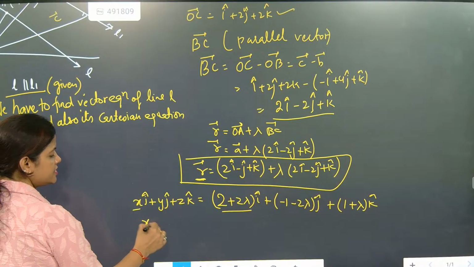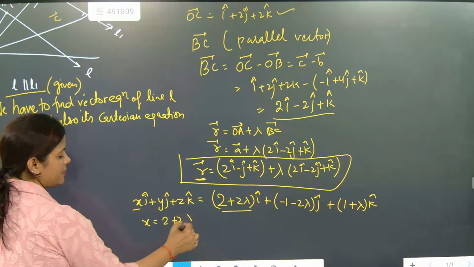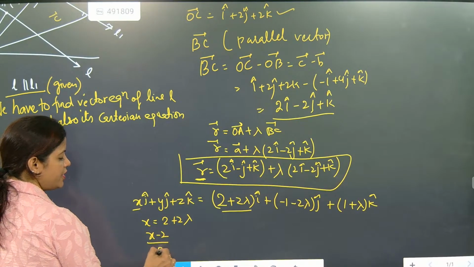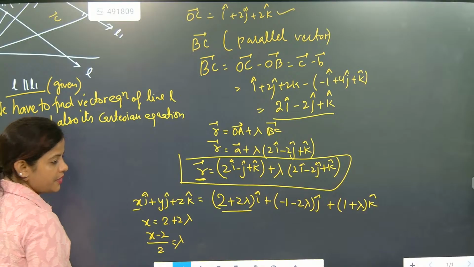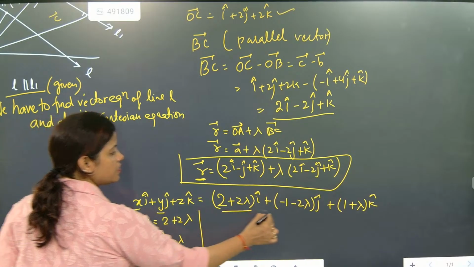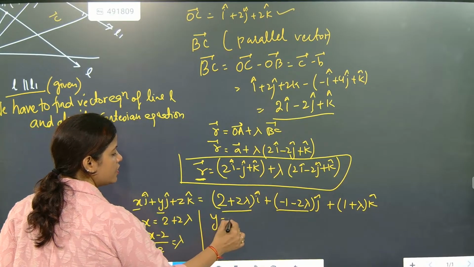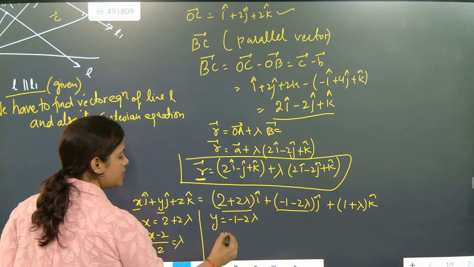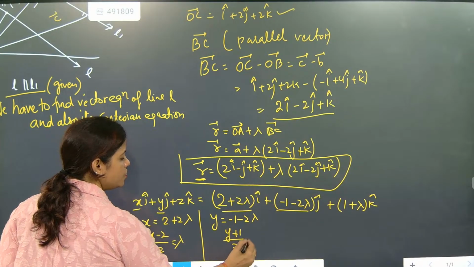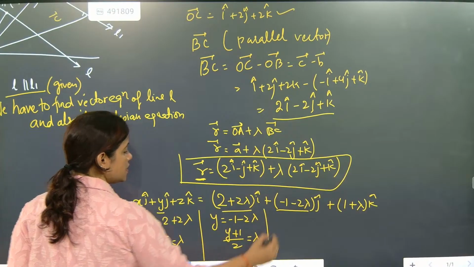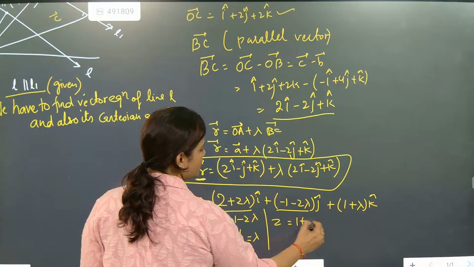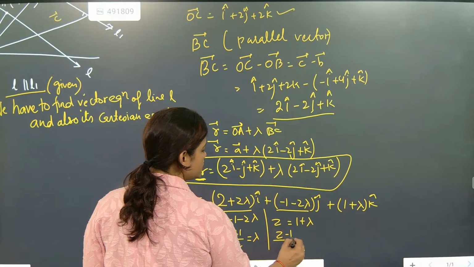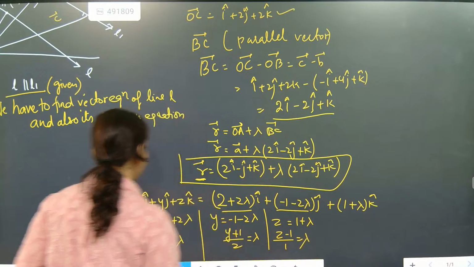Now beta, equate the like terms. So x is equal to 2 plus 2 lambda, so (x minus 2) by 2 is equal to lambda. Next, y is equal to minus 1 minus 2 lambda, so (y plus 1) by 2 is equal to lambda. Next, z is equal to 1 plus lambda, so (z minus 1) by 1 equals lambda. Everything is equal to lambda.